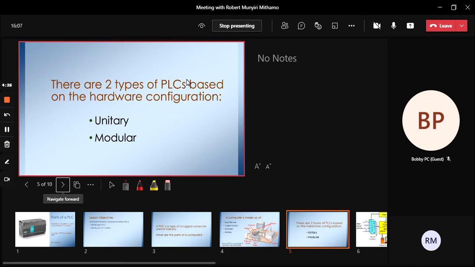So once we're done with that, we remember that a PLC is a computer in its basic form, right? So if it's a computer in its basic form, then it will have the same exact parts: input, output, processor, and memory. We'll see that very shortly. And so, before we get into the parts of a PLC, we'll go through the types of PLCs. So we have two types of PLC. We have the unitary and we have the modular.